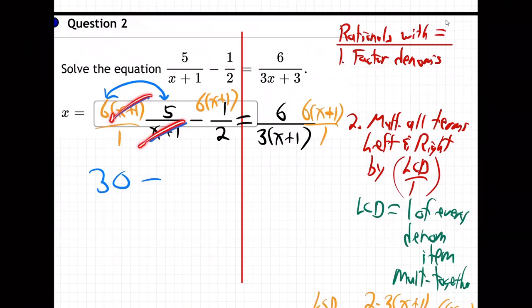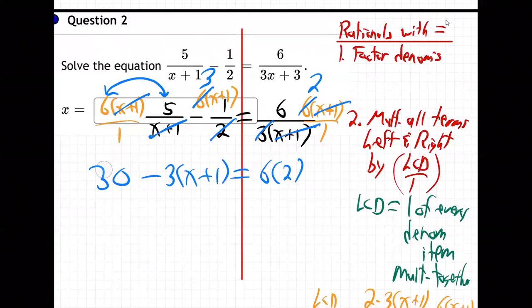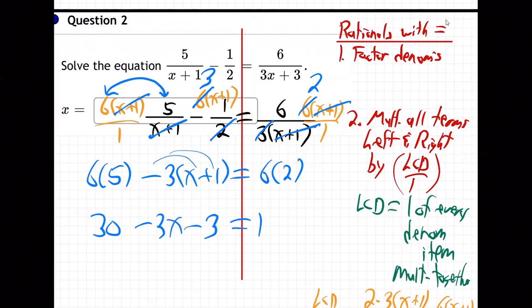So the x plus 1s cancel. 6 times 5 is 30. What happens in the middle? 2 goes into 6 3 times, and we're left with 3 times x plus 1, which I will multiply in a minute. Here, x plus 1 cancels x plus 1, and 3 goes into 6 2 times, and I've got 6 times 2. In fact, why don't I just bring this down more slowly? 6 times 5, I'll just make it 30 on the next line right here. The minus 3 will distribute. Minus 3x minus 3 over here, 12.